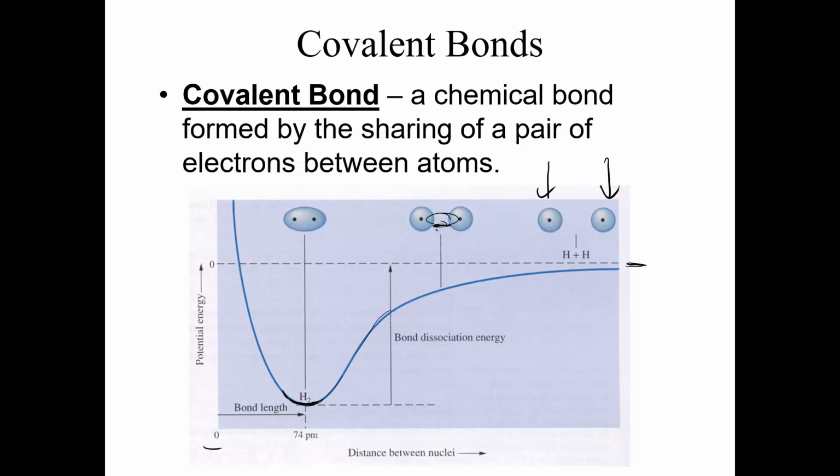Everything is about wanting to be lowered in energy. Nothing wants to be in a high state of energy, so this is the preferred state. When two hydrogen atoms approach each other and overlap, they form the most stable arrangement at 74 picometers. This would be drawn like that, where this represents the electron cloud of the two electrons. There are two hydrogen atoms connected by two electrons, and this is kind of what it looks like.